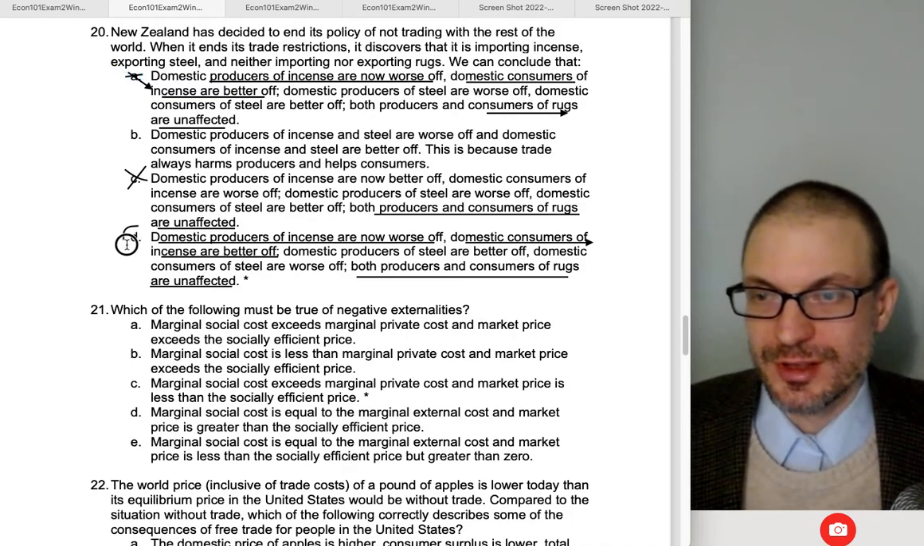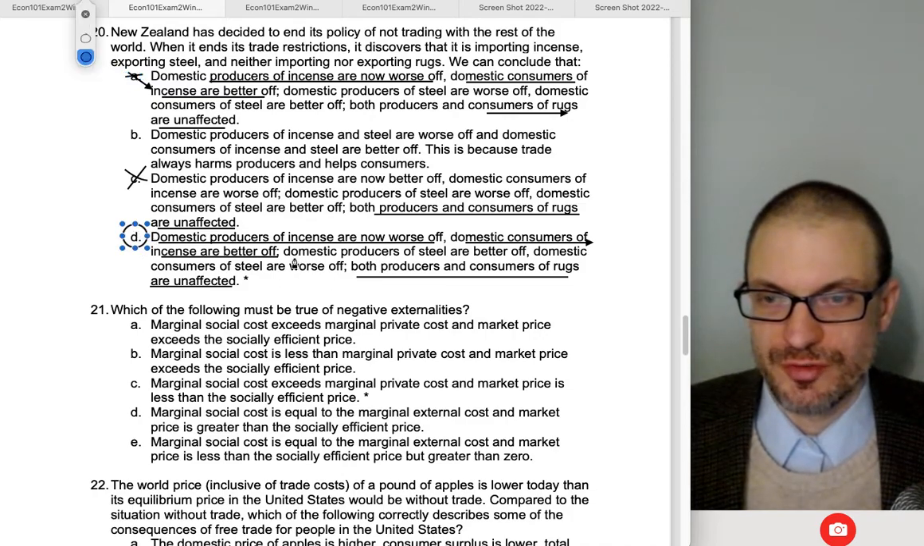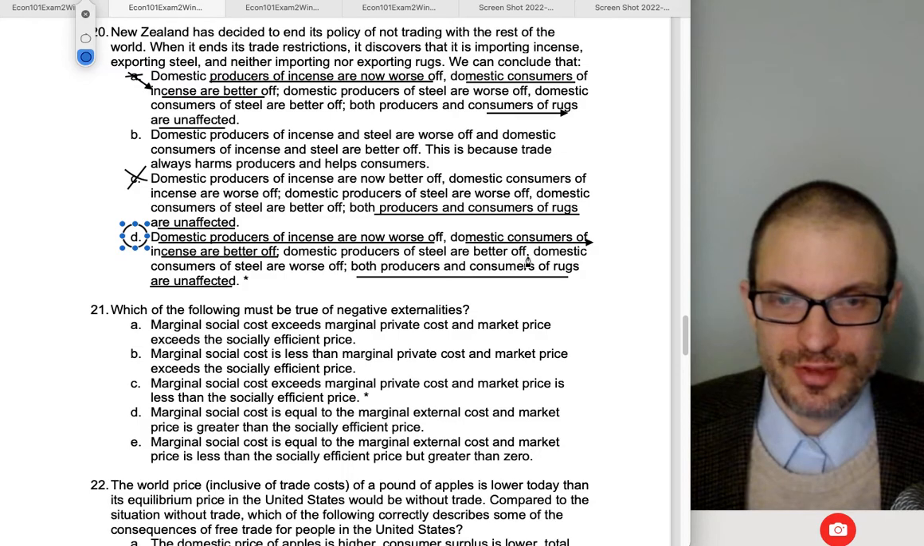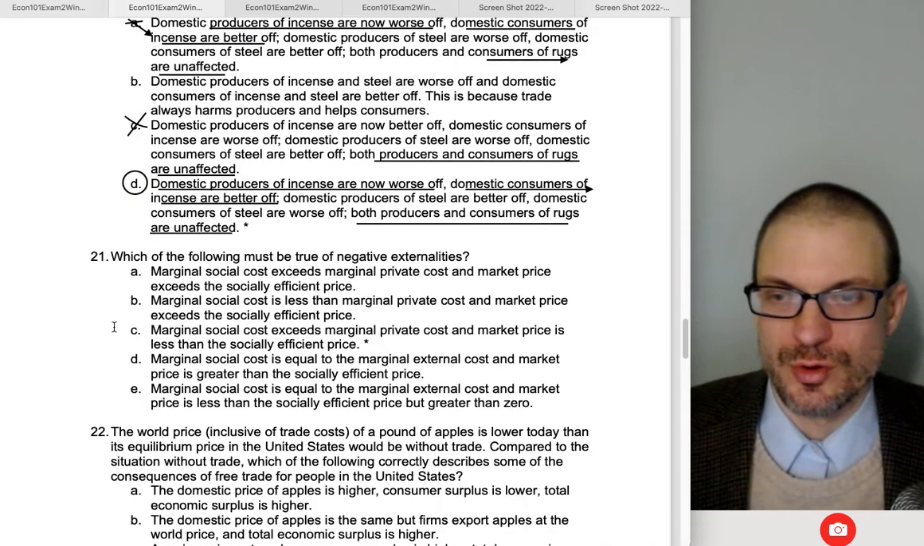Oh, then it has to be D. Yep. And then let's just verify. Domestic producers of steel are better off. Yes. Domestic consumers of steel are worse off. Yes. Yep, that's right. Okay, cool.